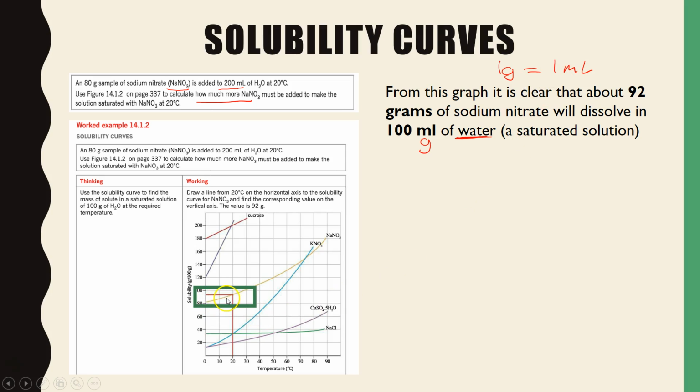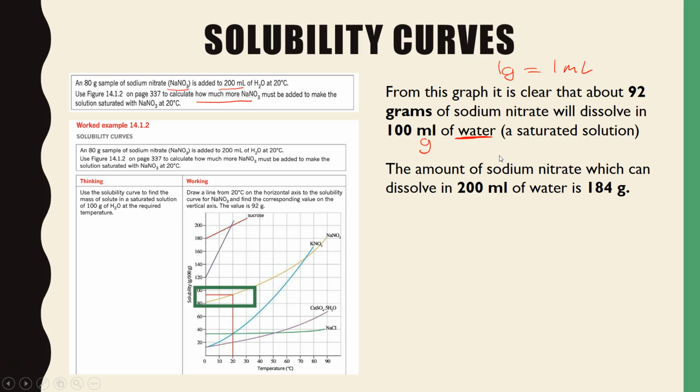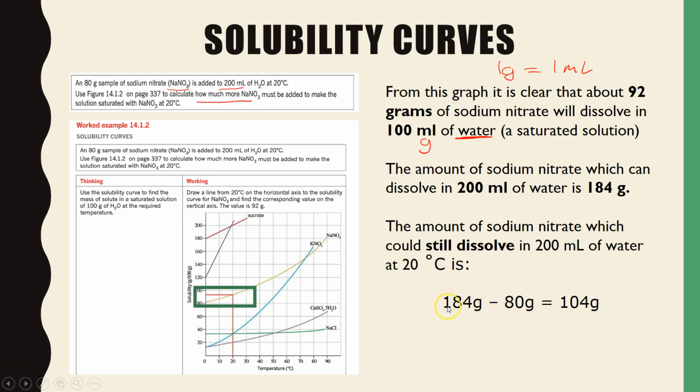So a saturated solution of sodium nitrate at 20 degrees Celsius is 92 grams per 100 mL of water. The amount of sodium nitrate which can be dissolved in 200 mL of water is 184 grams, because twice as much solute can dissolve in twice as much solvent. Now, if we want to work out how much more sodium nitrate can dissolve in 200 mL, we simply subtract from the total maximum amount. 184 grams is the maximum amount we could have in 200 mL. We have 80 grams as listed in the question. So we have 104 grams remaining to dissolve.